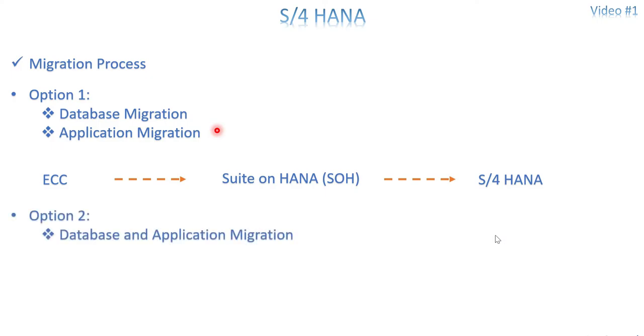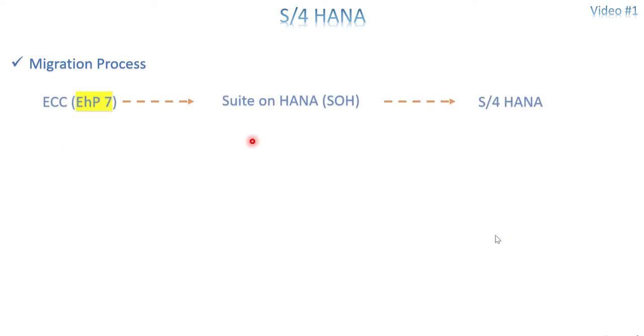Option 2 is database and application migration both together. In that case, you move from ECC directly to S4 HANA. Okay, so that is the idea. There are two options: either you go with SOH and HANA and then S4 HANA, or directly from ECC to S4 HANA. Depending on the client, the client and your employer can take a decision on how they are going to implement S4 HANA.